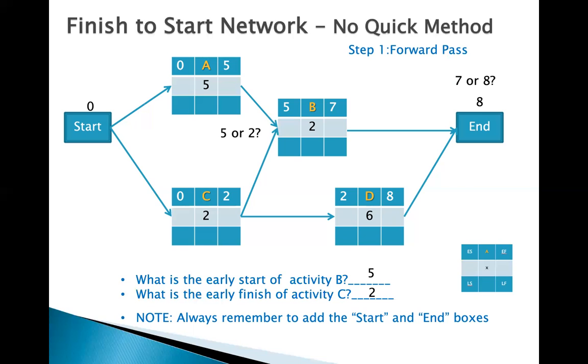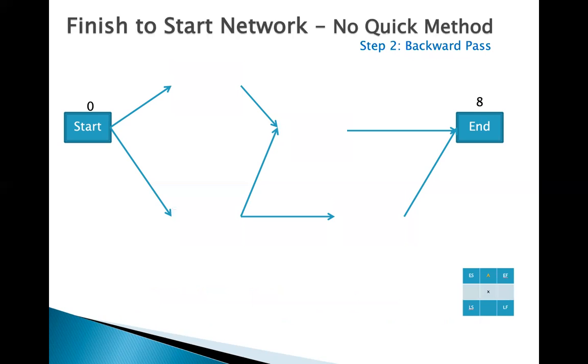Remember, we have 4 steps. Step number 1, forward pass. Step number 2 is backward pass. So now we will be doing the same, but in reverse. So we need to start from the right to the left, which is the backward pass. Let's do it. As an input, because we already made the forward pass, we know that the early start and early finish and everything in activity end is 8. So we start with the number 8.